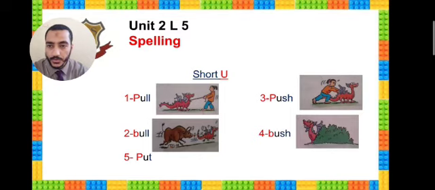Before we go to number 3, notice the difference between 1 and 2. Both have short U, but the first one has the letter P, which pronounces as P, and the second one, number 2, bull, has B, which pronounces like B, as in book. So notice this difference between pull and bull.